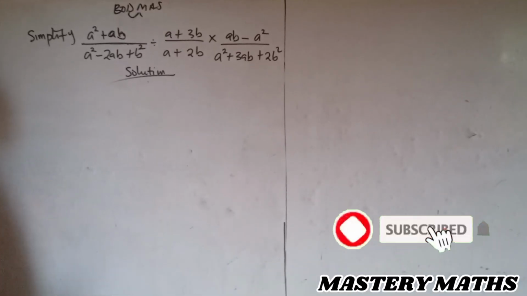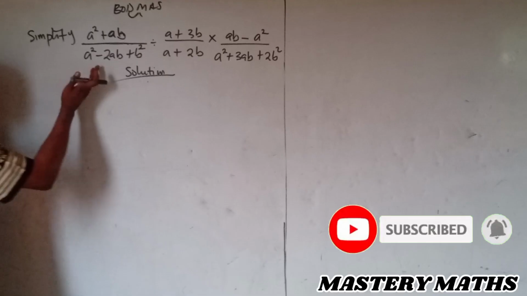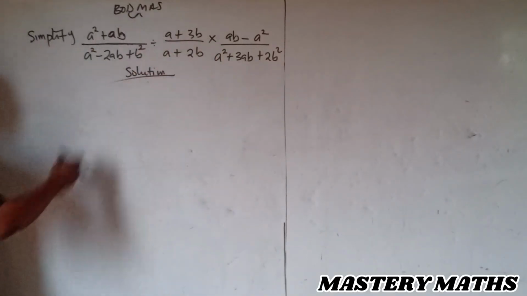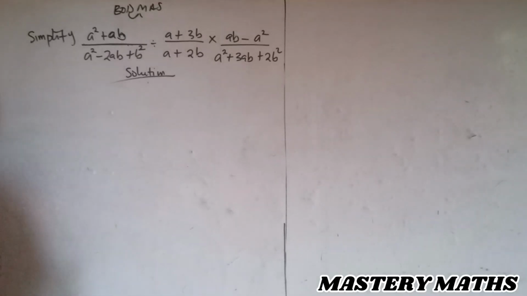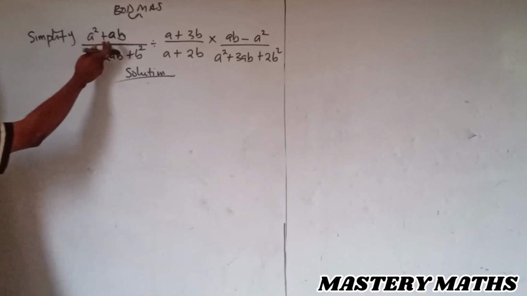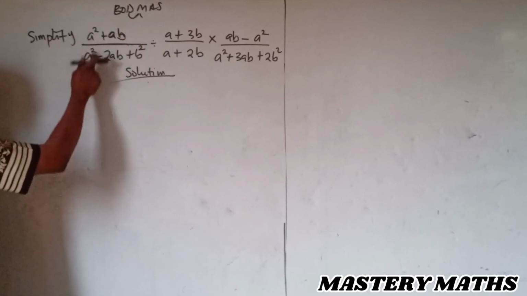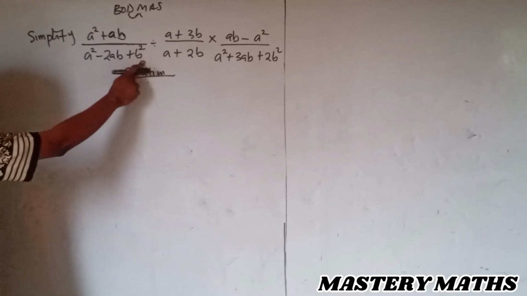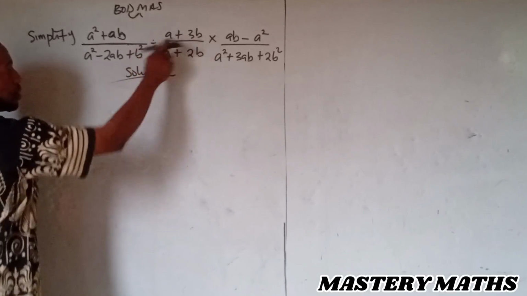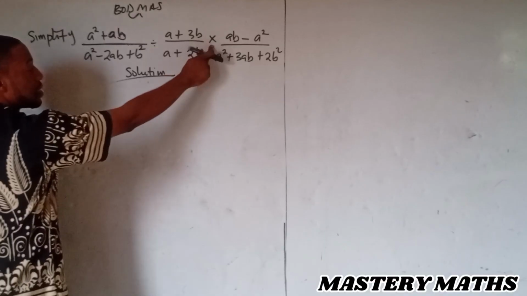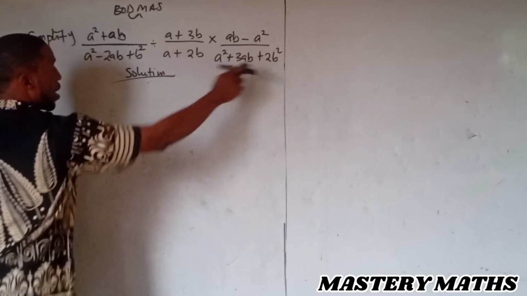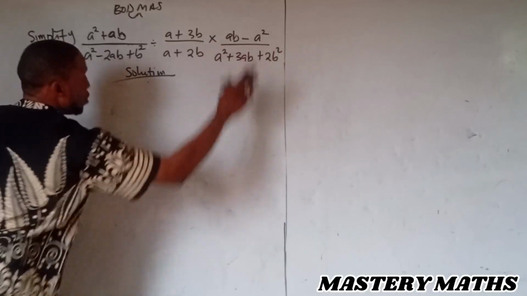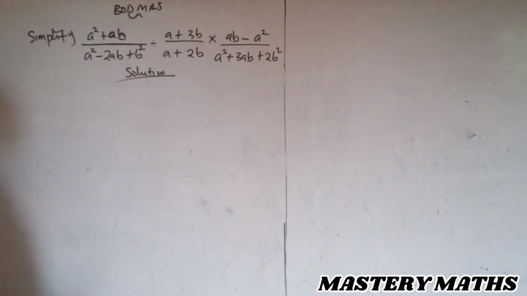On the board, we have to simplify this. Now, how do we simplify this? Very simple. First of all, in order to simplify (a squared plus ab) over (a squared minus 2ab plus b squared) divided by (a plus 3b) over (a plus 2b) times (ab minus a squared) over (a squared plus 3ab plus 2b squared), first of all, we need to change the signs.